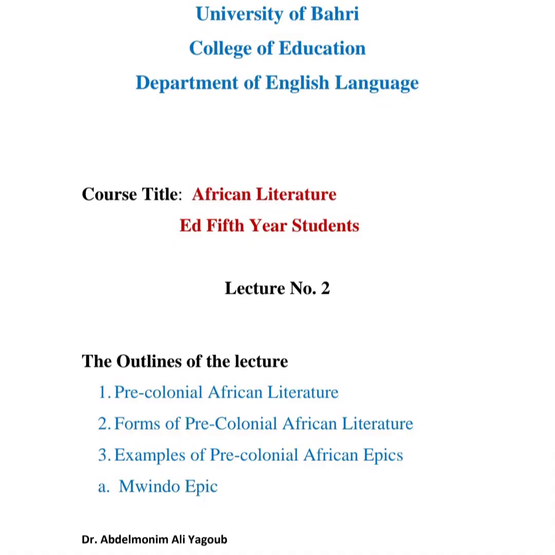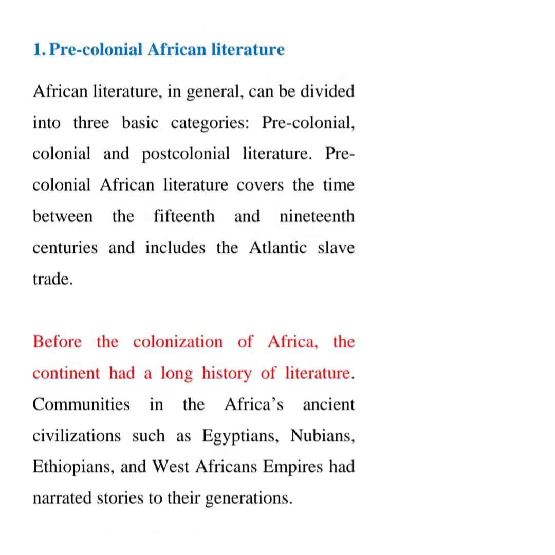So here is today's points. The outline of the lecture: 1. Pre-colonial African literature. 2. Forms of pre-colonial African literature. 3. Examples of pre-colonial epic. And we are going to end the lecture with the last point, which is the Mwindo epic. So let us start from point number 1, pre-colonial African literature.